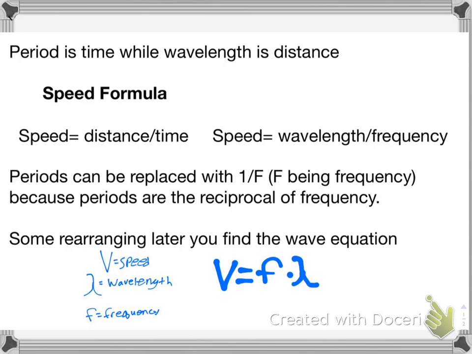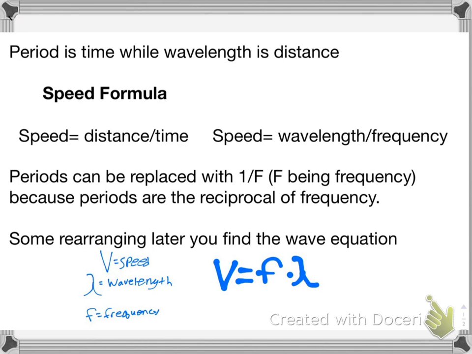Now to get the equation, we can use the speed formula as a template. So if speed equals distance over time, speed would then equal wavelength over period. However, period can be replaced with 1 over f, and we can change it so we can have wavelength over frequency. Wavelength would be the distance and frequency the time. After some rearranging, you are able to find the complete wave equation.